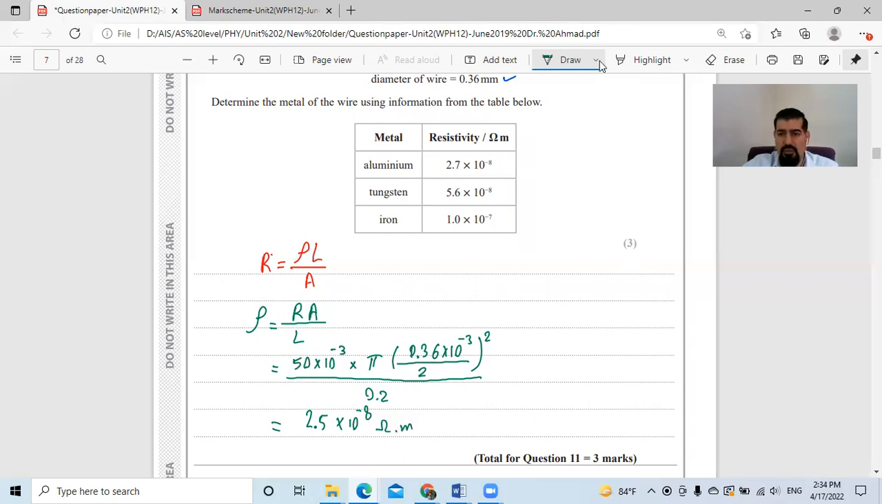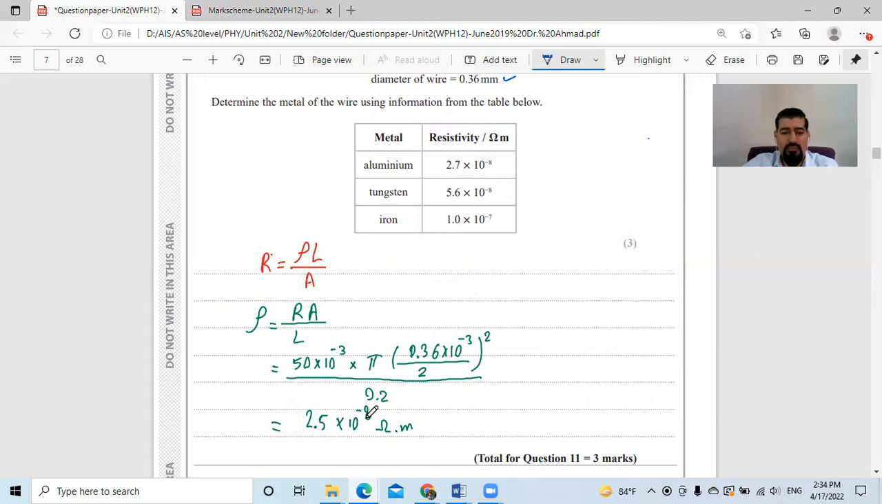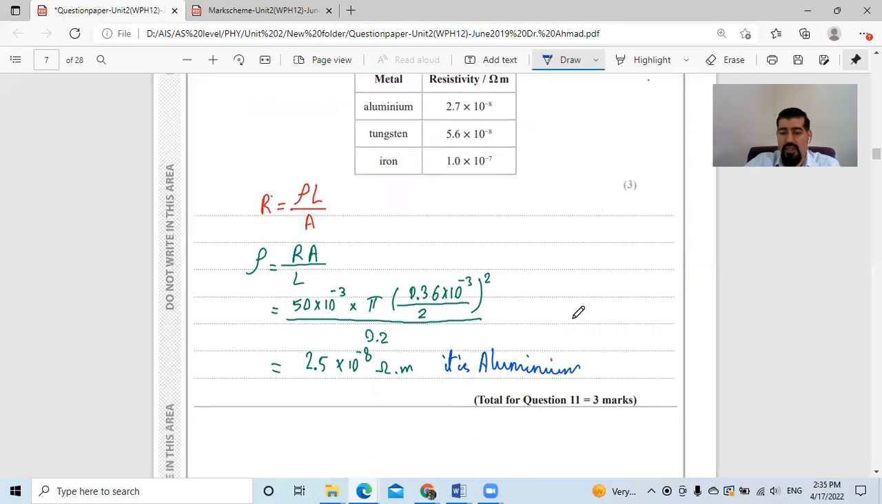Now we look at the table that they give to us, and we search for 2.5 times 10 to the power of -8. Yes, thank you, Hamza. It looks close to aluminum, 2.7 times 10 to the power of -8. So it is aluminum. Like this we get the 3 marks. Any question? Is it easy? Clear? Let's move on.